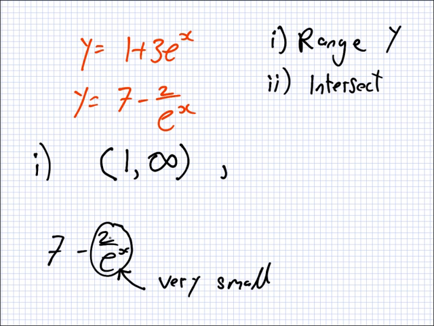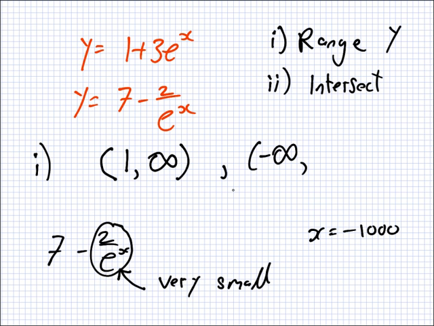It's bigger, isn't it? And 7 minus a large number is a number to the left on the number line. Is it possible to make e power x very small? It is, by making x very negative. For example, if x is minus 1000, then e power x would be very small. 2 over a very small number is a very large number. 7 minus a very large number is a very negative number. So I can see this going all the way to minus infinity.